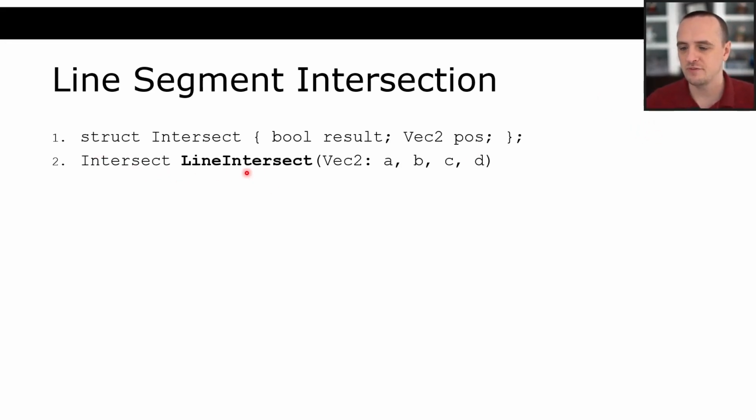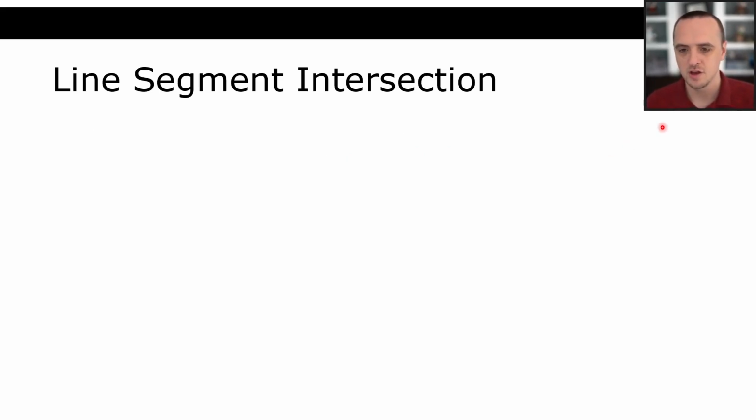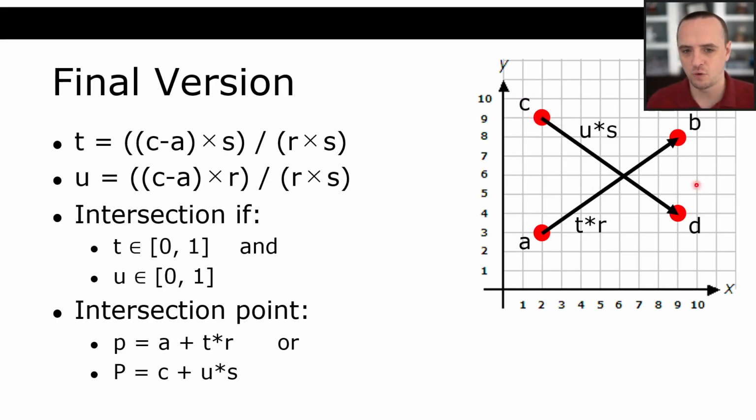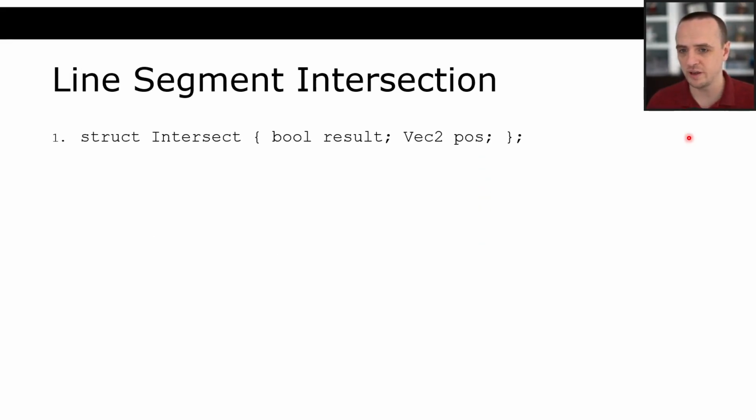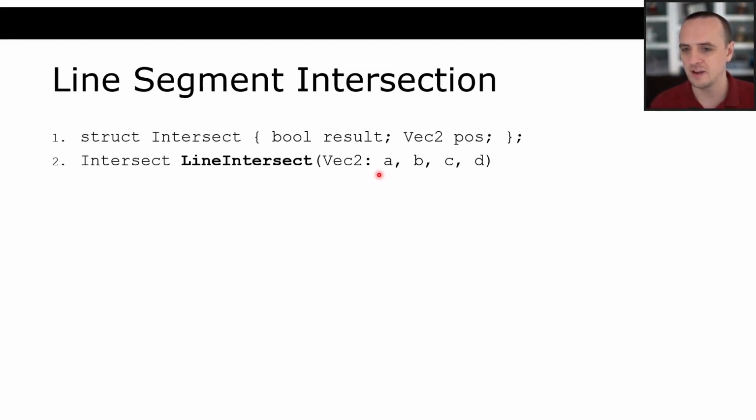So here we have line intersect. It's going to take in 4 vec2s. Now this is obviously not C++ syntax, it's pseudocode, but it's going to take in these 4 points, right? And we are assuming that from those 4 points, we have a line segment AB and we have a line segment CD. So the first thing we do is we calculate R, which is just B minus A, and we can do that because our vec2 class has a really nice subtraction method. We also have vector S, which is equal to D minus C.